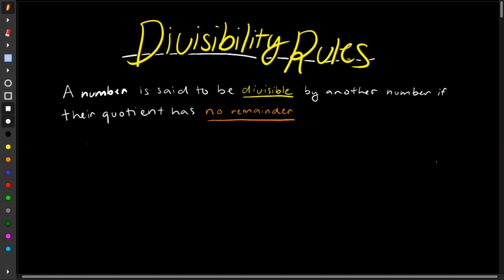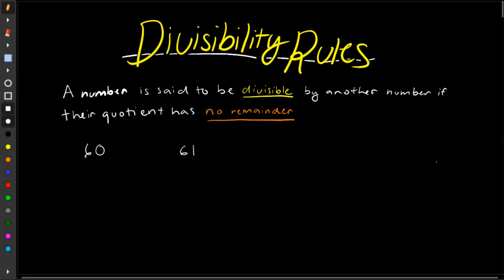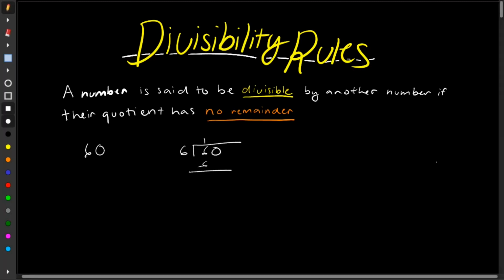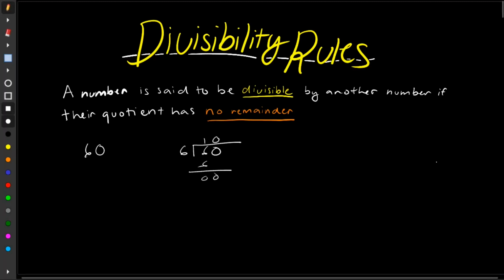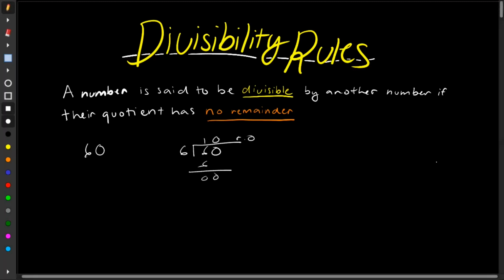So say if we have 60, we know that this is divisible by 6, since 60 divided by 6 would give us a remainder of 0. Same for 10, since we know that 60 divided by 10 is 6.